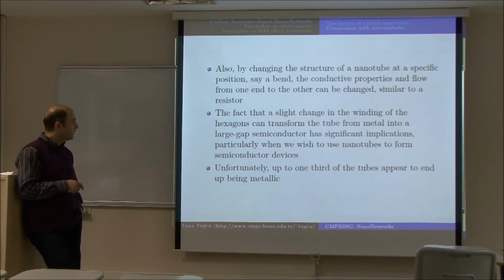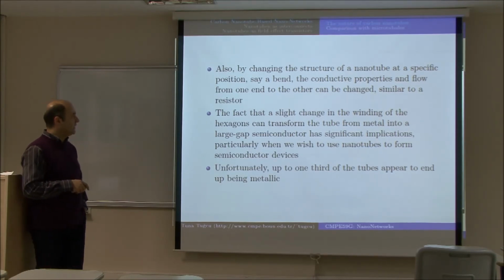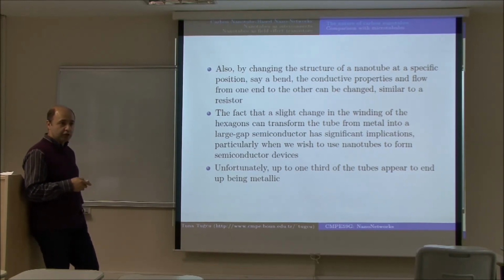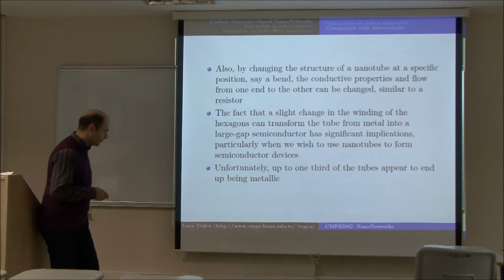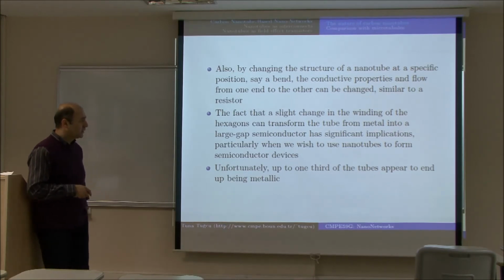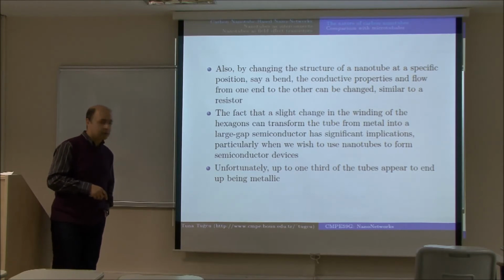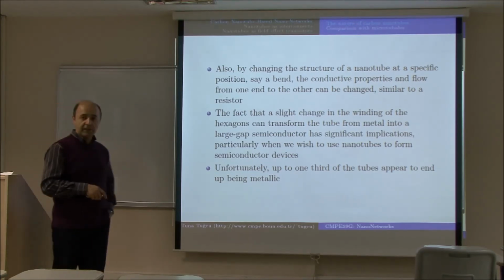in electrical circuits. And the fact that a slight change in the winding of these hexagons has some important effects, like turning it from a metal to a large gap semiconductor, has some very important implications. And these can be useful for using these nanotubes to construct semiconductor devices, or networks of carbon nanotubes can be used. Unfortunately, up to 1/3 of the tubes appear to be metallic.